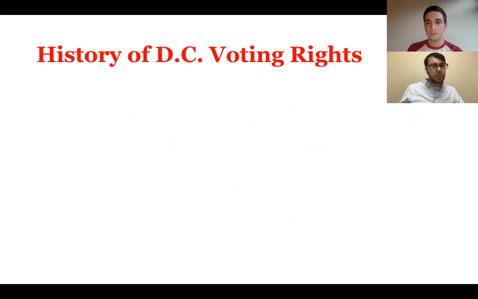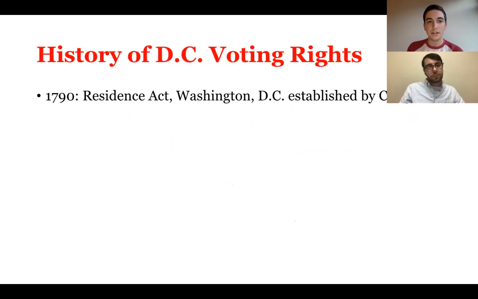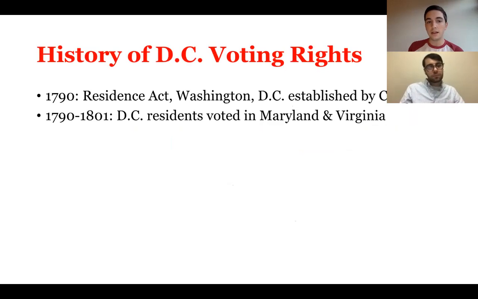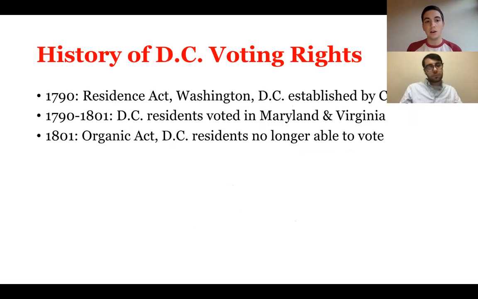So Noah, could you tell me a little bit about what the history of voting in DC has looked like? Sure. So DC has a very unique history of voting as the nation's capital. It all started in 1790 with the Residence Act. Congress made DC the seat of the government. And from 1790 until 1801, DC residents could actually vote in the state in which they previously resided, Maryland or Virginia. But then in 1801, Congress passed the Organic Act, which prohibited DC residents from being able to vote for members of Congress and for president and vice president.